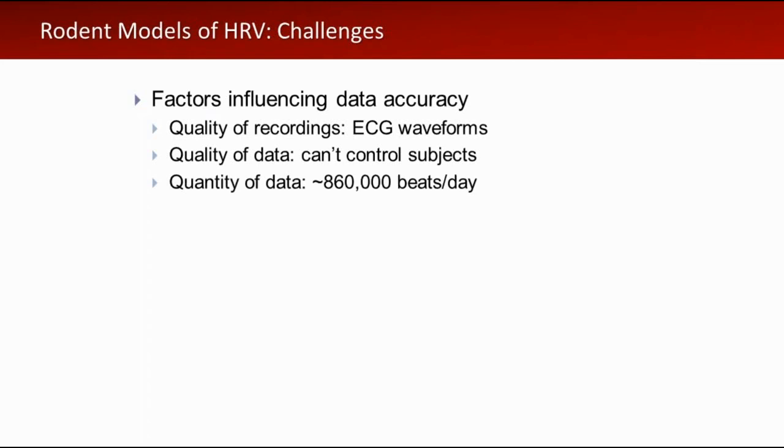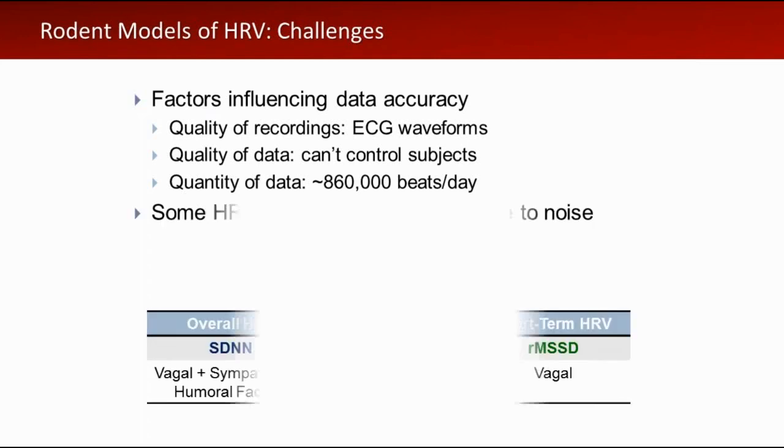And just the quantity of the data is overwhelming. So as many of you know, rodents have about 600 heartbeats per minute. So that equates to about 860,000 heartbeats per day. Our lab often does 36 hours of continuous recording. So we're talking over a million heartbeats that we're dealing with per animal per time point. So it's just an overwhelming amount of data to work through.